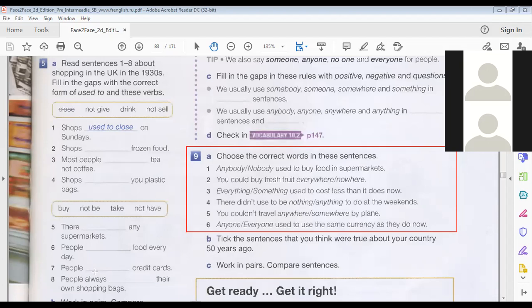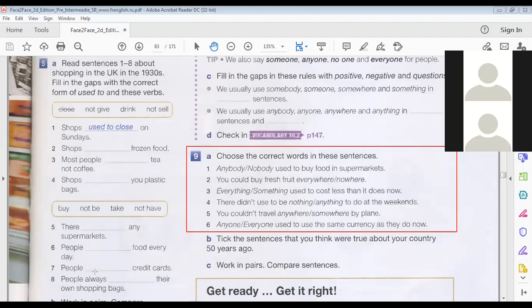Yes, one minute for thinking. Yeah, take your time. Think a little bit about it. Which one do you think we should use? Nobody used to buy food in supermarket. That's actually correct. You're right. Nobody used to buy food from the supermarket.